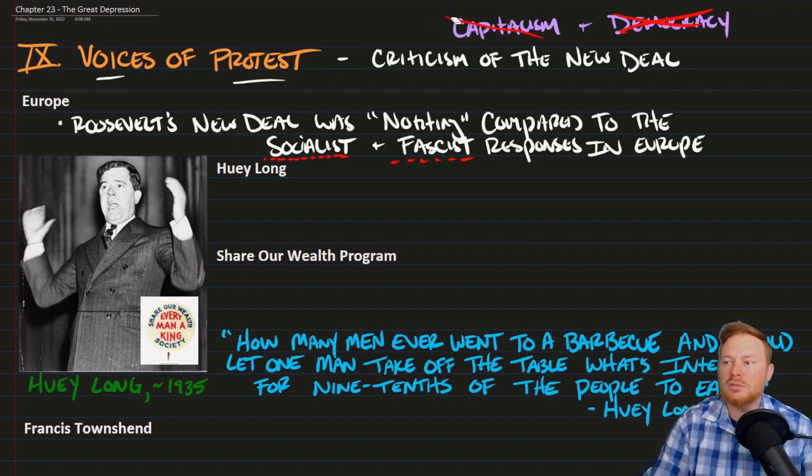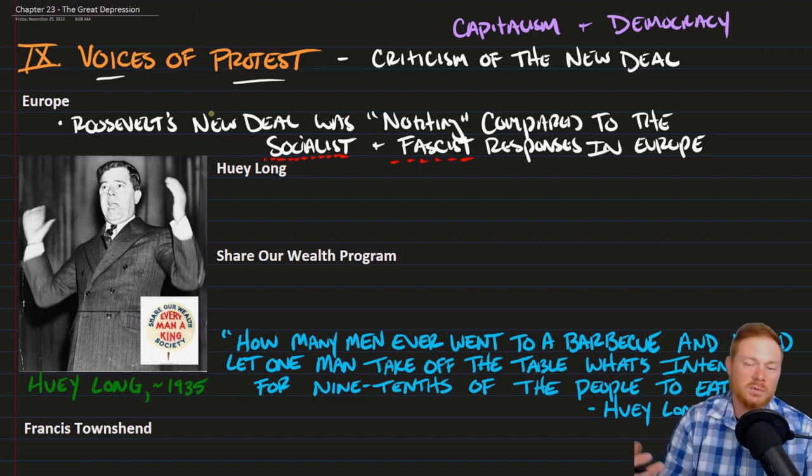Roosevelt, say what you want about the New Deal, but it's not a complete abandonment of democracy. It's not an abandonment of capitalism in the same way that socialism and fascism was. So, again, the idea is that yes, Roosevelt's changes were pretty radical, but it's really nothing compared to what's going on in the rest of the world. And interestingly enough, most of Roosevelt's criticism is not that he's doing too much, right? It's not the conservative criticism that he's doing too much. It's the criticism that he's not doing enough.